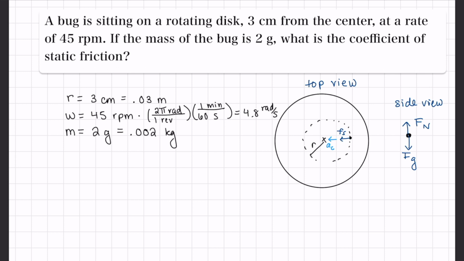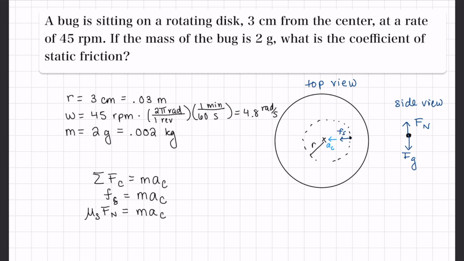So if we start off with what we're interested in solving for, that's going to be our coefficient of static friction, which means we need to first find that static friction force that's pointing along the centripetal direction. If we use the sum of centripetal forces equals mass times centripetal acceleration, the only force we have acting in the centripetal direction is our Fs equals m ac. Then we can substitute in that Fs is mu s times Fn, so that's just the equation for friction.